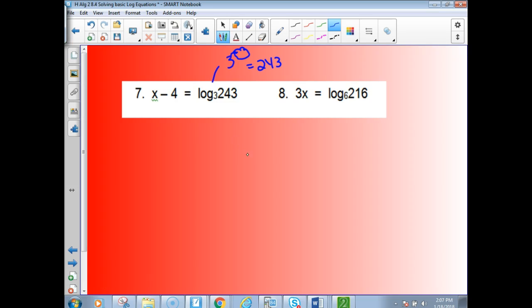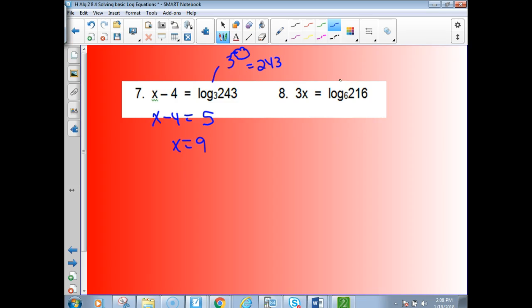All right, so in your heads, 3 to the first is 3. 3 to the second is 9, times 3 is 27 to the third. 3 to the fourth, 81. Then 3 times 81 is 243. So it's 5. All right, so x minus 4 is equal to 5, and then we get x is 9.